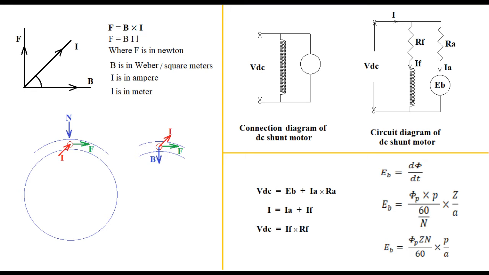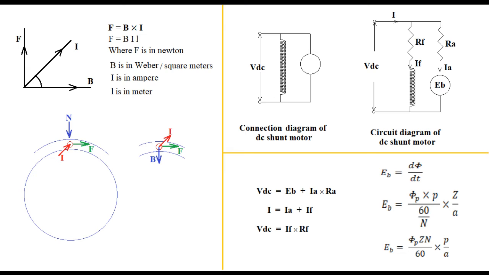We need to consider one more phenomenon that occurs when the rotor starts rotating. This phenomenon is dynamically induced EMF. This dynamically induced EMF acts in the reverse direction with respect to the supply voltage. So this EMF is named back EMF.